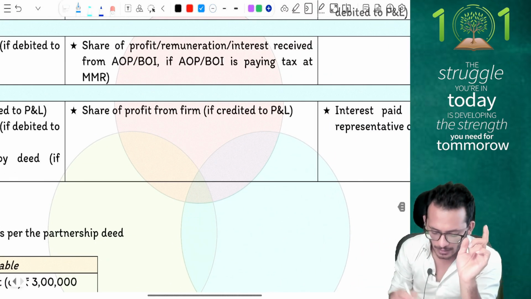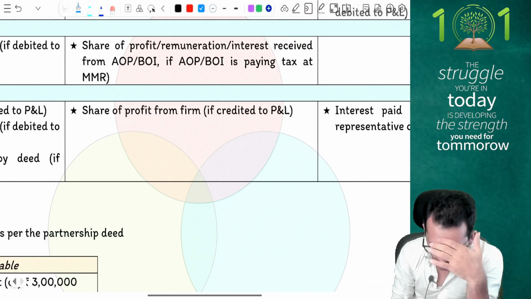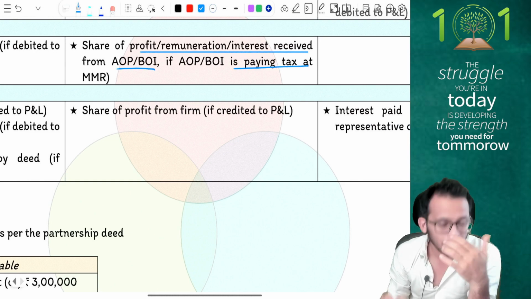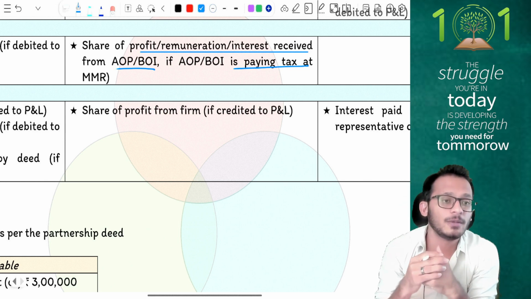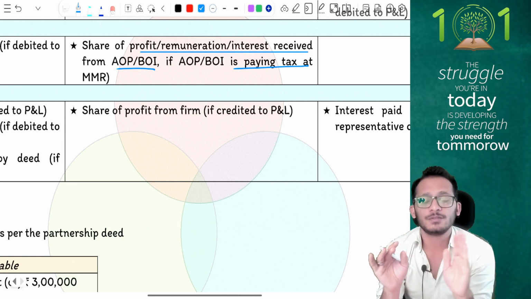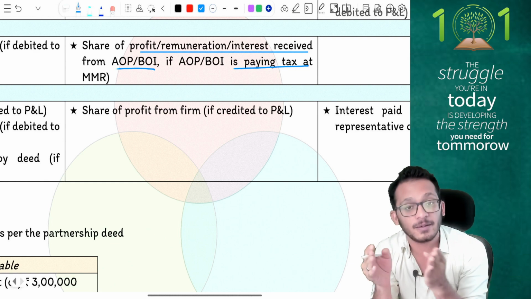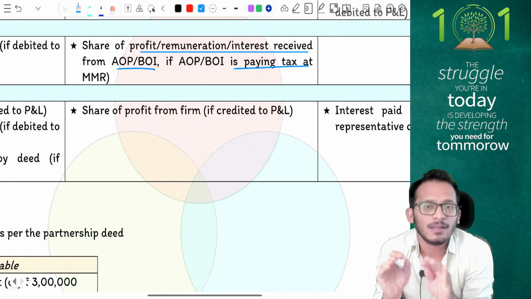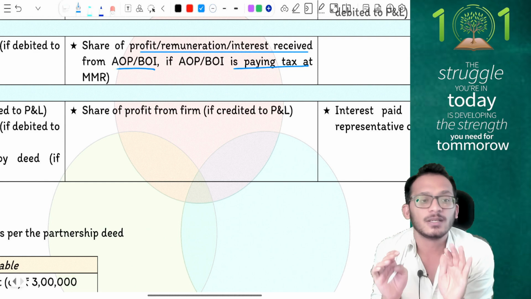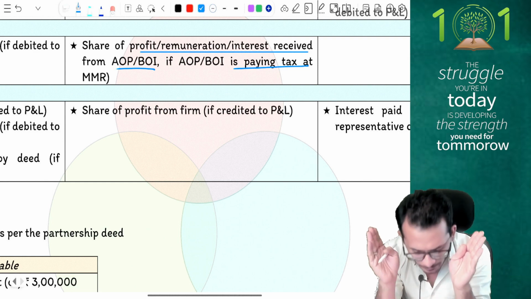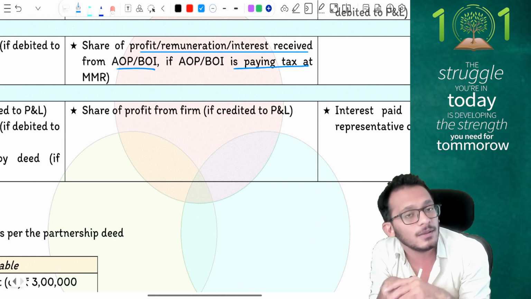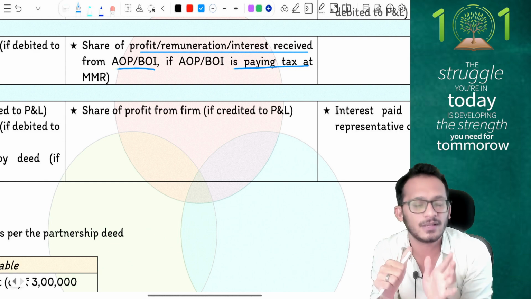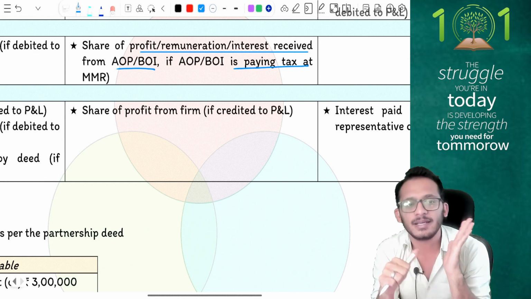When it comes to the member, any share of profit or remuneration which is received by a person from an AOP or BOI will be exempt from tax if the AOP or BOI is paying tax at MMR. This is not from the perspective of the AOP, this is from the perspective of the member. So if the member is going to receive any kind of share of profits from the AOP or BOI, that will be fully exempt in his hands if the AOP is going to pay tax at MMR. If the AOP is going to pay tax as per normal slab rates, then it will be taxable in the hands of the person as well, but you will be eligible for relief under section 86. So you'll keep that in mind.